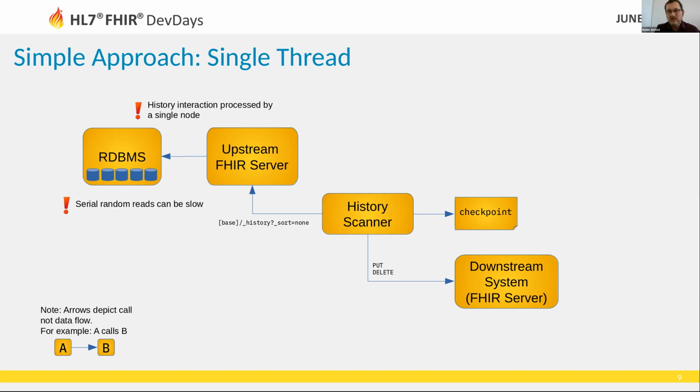Now, one way to do that would actually be to post that as a bundle, as a resource, maybe a basic resource with some extensions to the downstream FHIR server, and then you could use maybe a transaction bundle or something to make that all consistent.